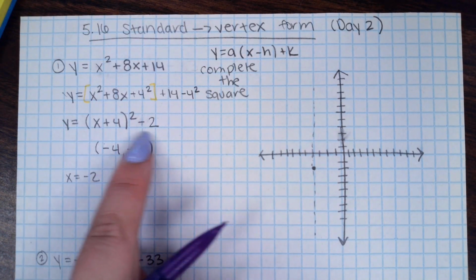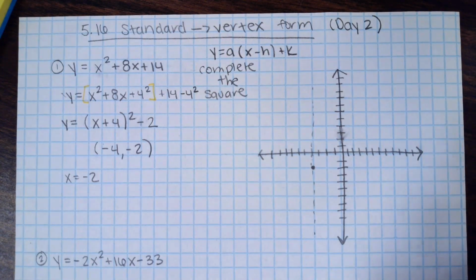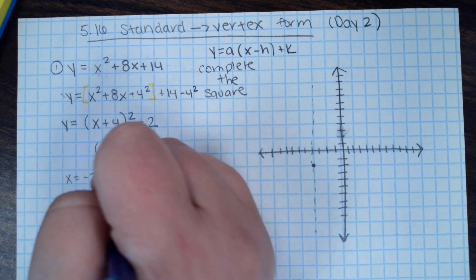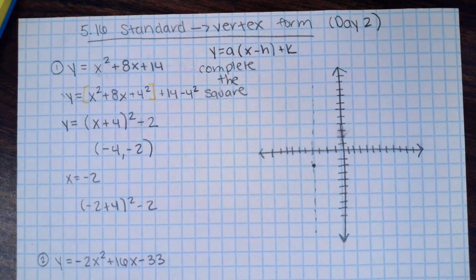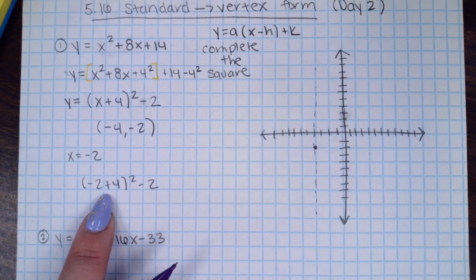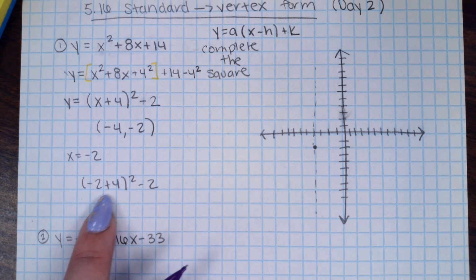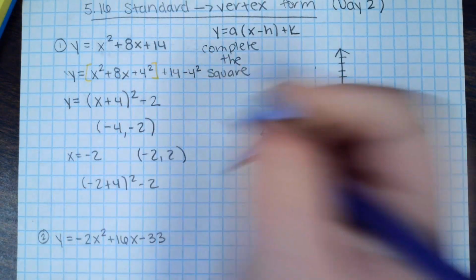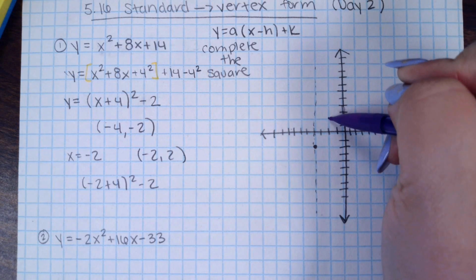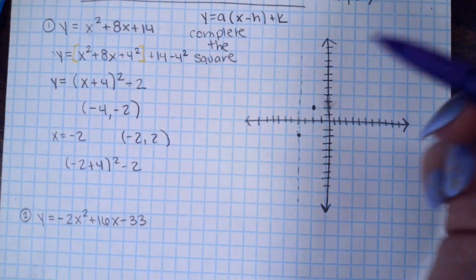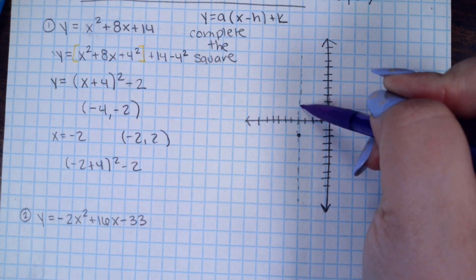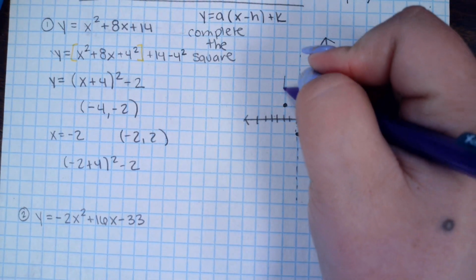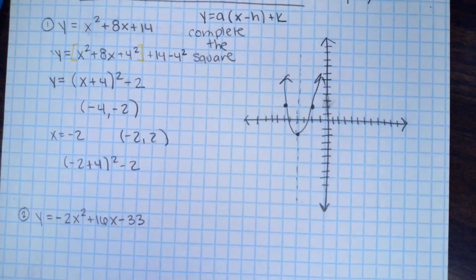Now, we can either plug it into this or the original equation because they're really the same. I'm just going to use this one. So negative 2 plus 4 squared minus 2. Negative 2 plus 4 gives me positive 4. Positive 2 squared gives me 4. Minus 2 is 2. So negative 2, 2. There we go. Then we're going to use symmetry. So I'm 2 away, I can go 2 the other direction. There's our parabola.